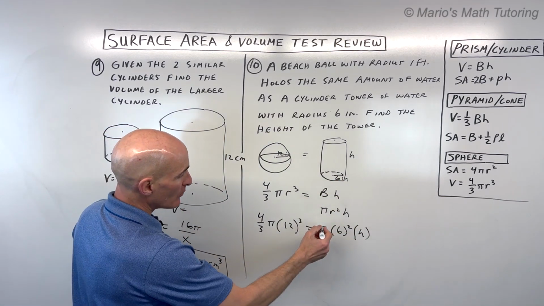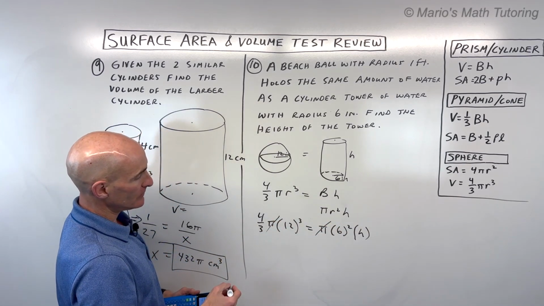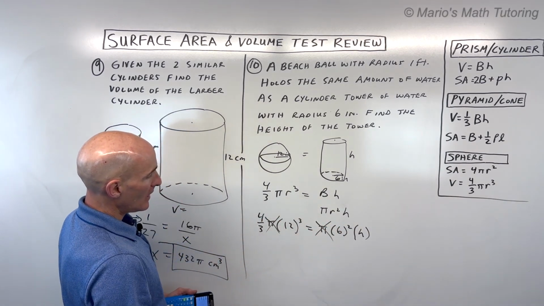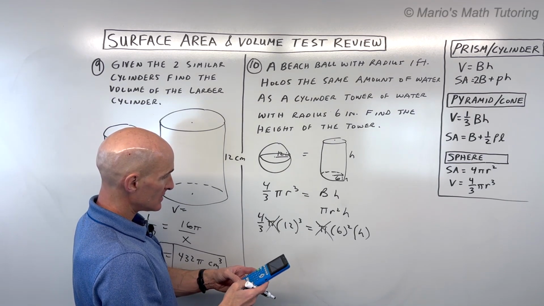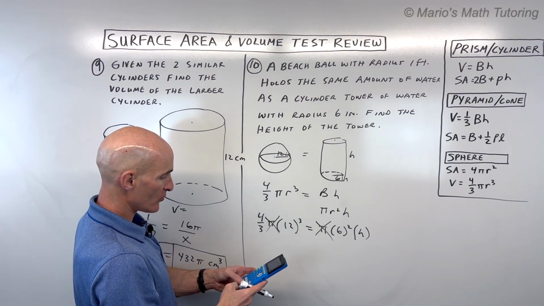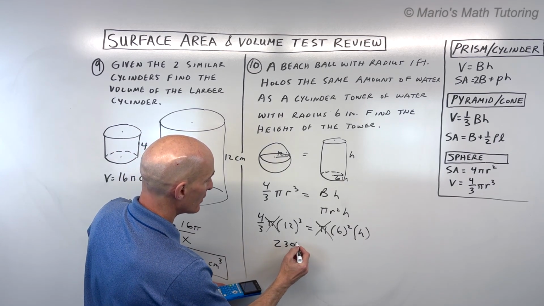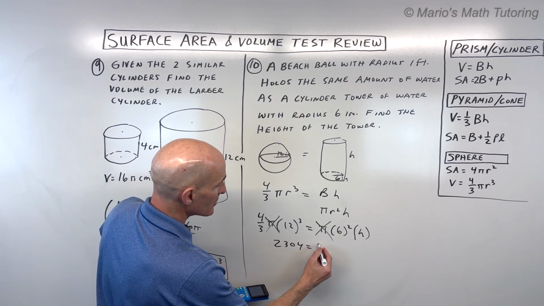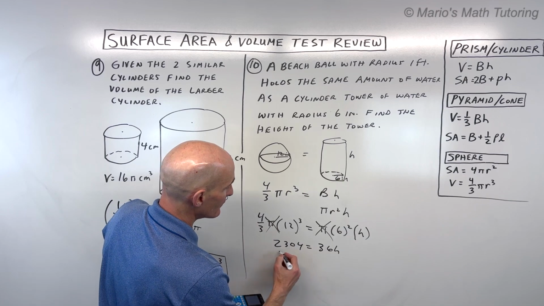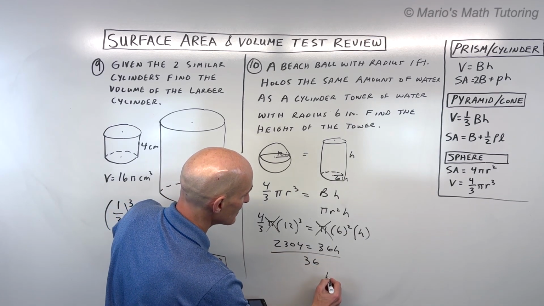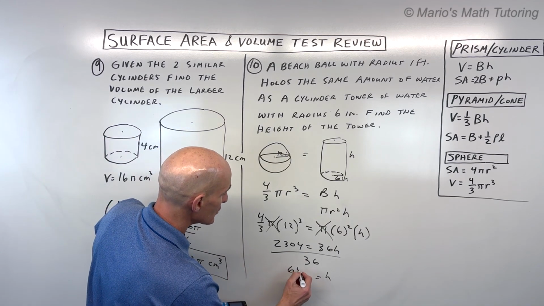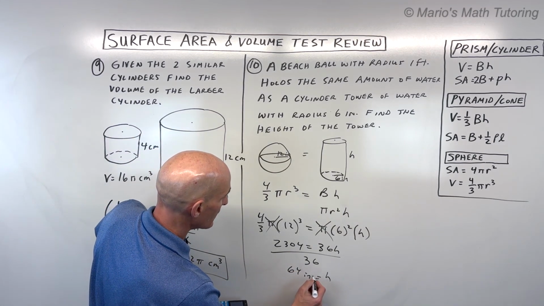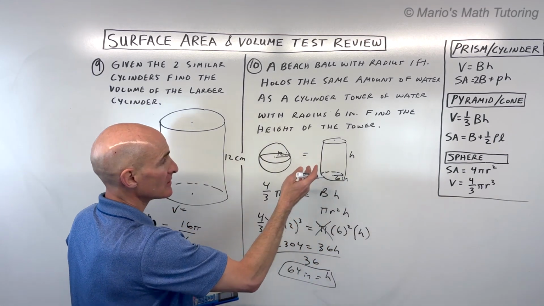So if we divide both sides by pi, the pi's will cancel. Let's simplify a little bit here. So we've got 12 cubed times 4 divided by 3. That's 2,304. 6 squared is 36h. If we divide both sides by 36, our height is coming out to 64. So that means the height is going to be 64 inches, and you got it.